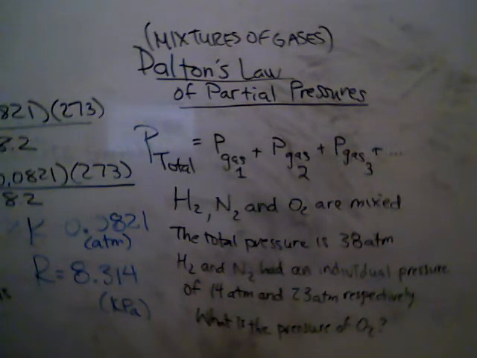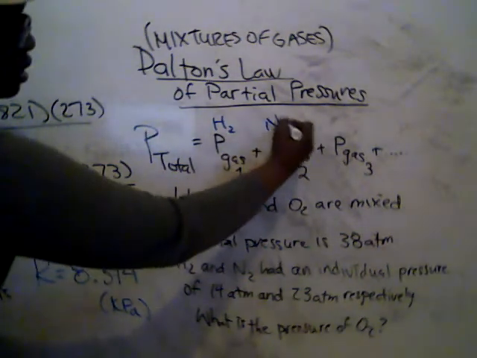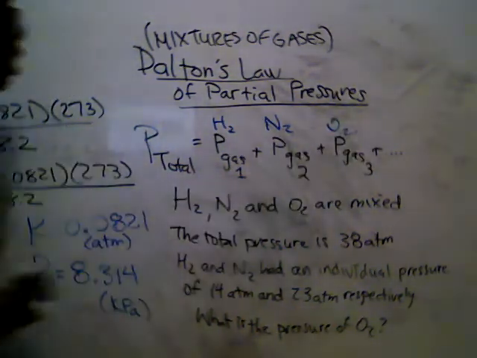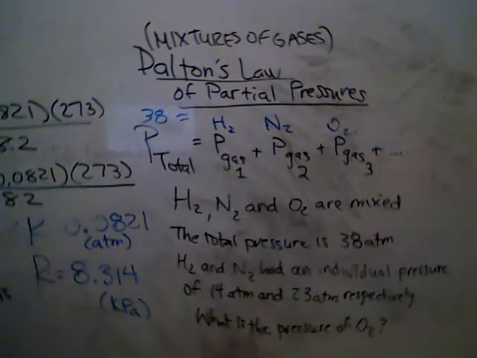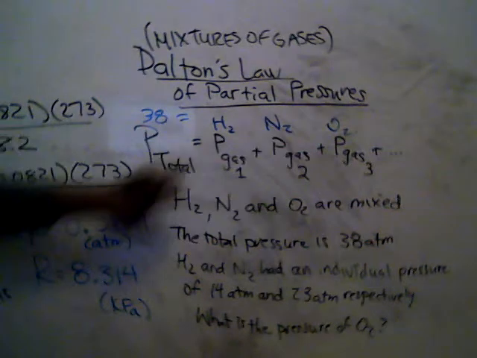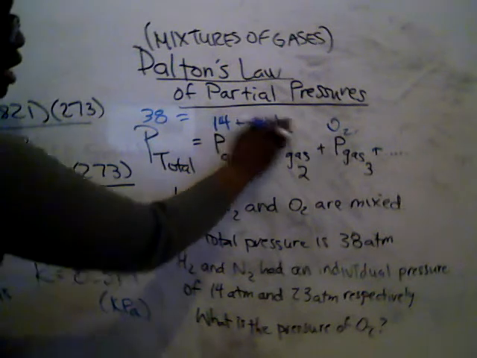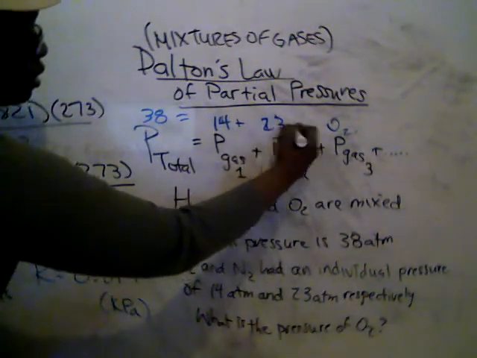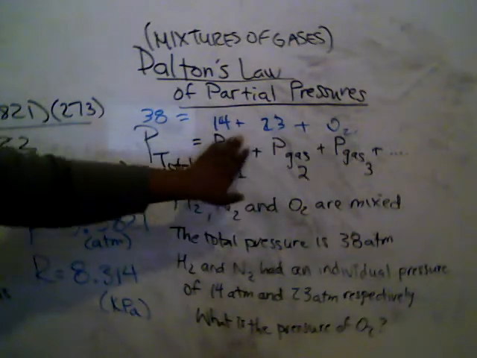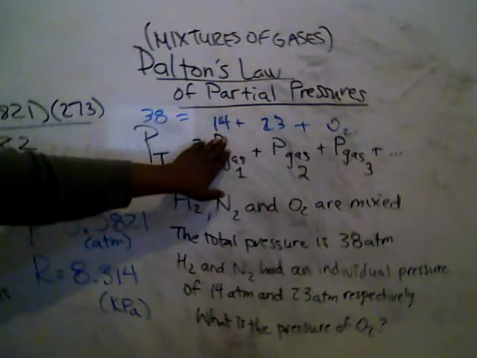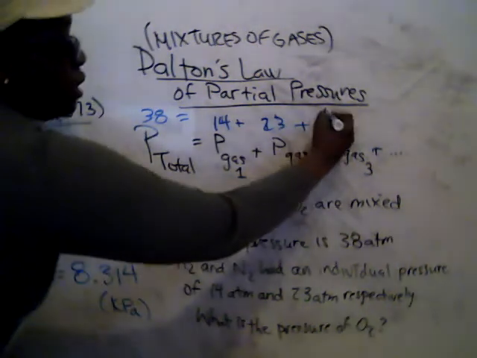Well, this is very straightforward. So let's say the first gas is hydrogen, and it doesn't matter how we label these. Let's say this is nitrogen, and this is oxygen. Well, we know the total was 38. And the total comes from adding each of those together. Well, hydrogen we know is 14, so I'm going to erase that and put 14 atmospheres. Nitrogen we know is 23, but we don't know how much the oxygen is. So it's as simple as adding those two up. That would give us 37 total. Well, the total is 38. So oxygen has to be 1 atmosphere.